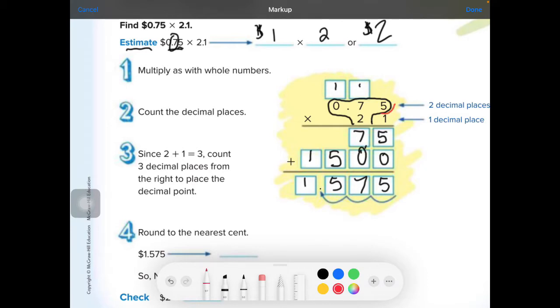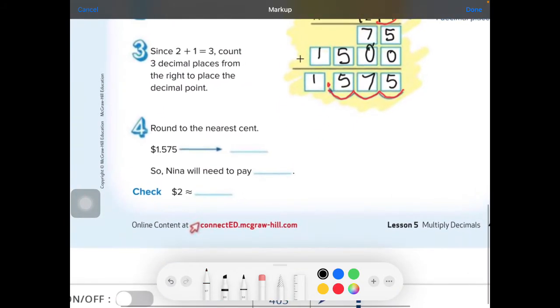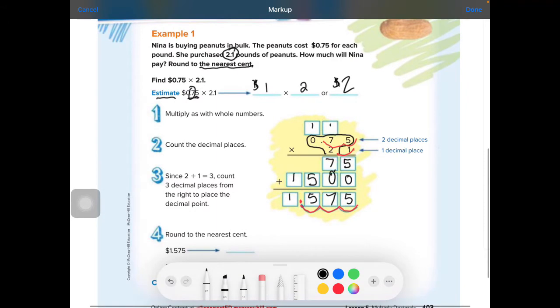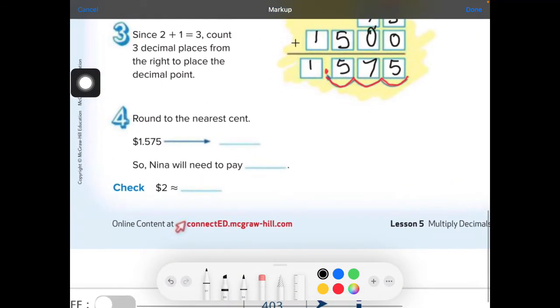Now, this is where we count the decimal places. We have 2 place values, 1 place value. So together we have 1, 2, 3. Have our little decimal point right there. So this is where it gets kind of tricky and where we have that last little instruction where it said to the nearest cent. So here's our answer right here.